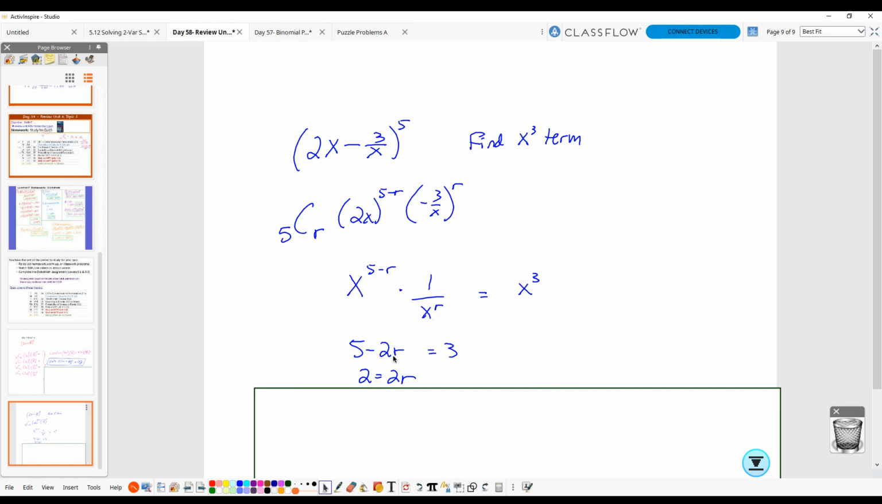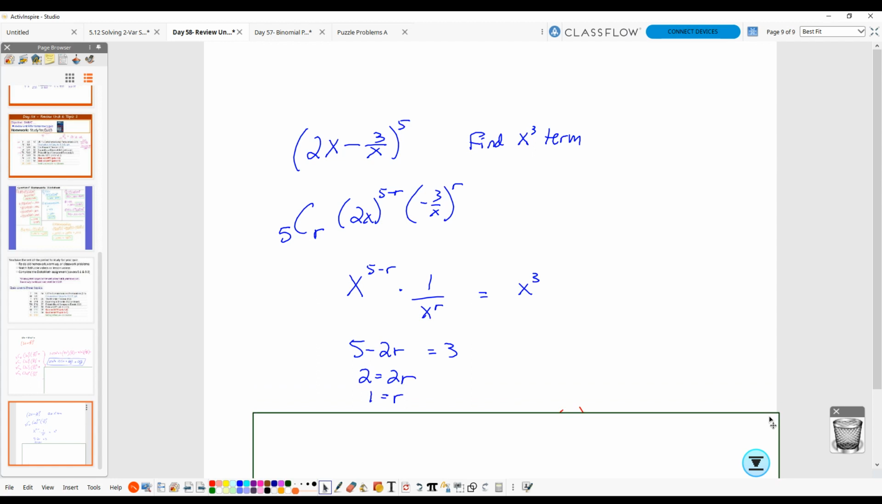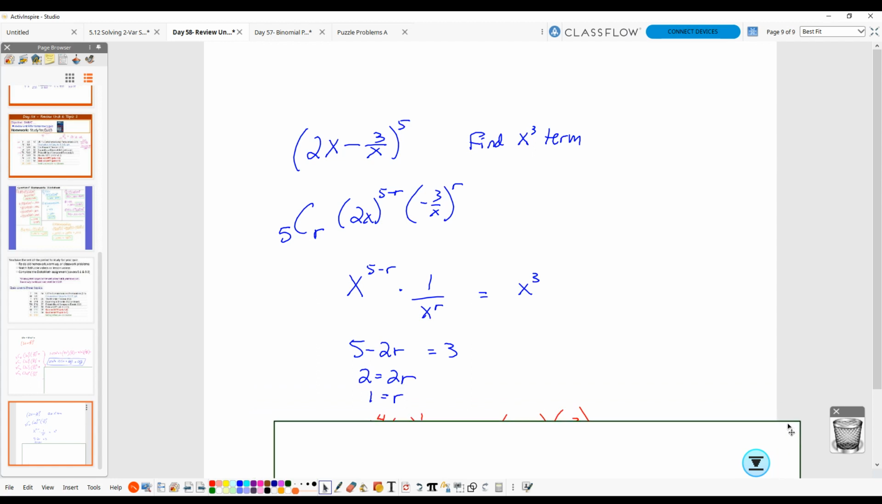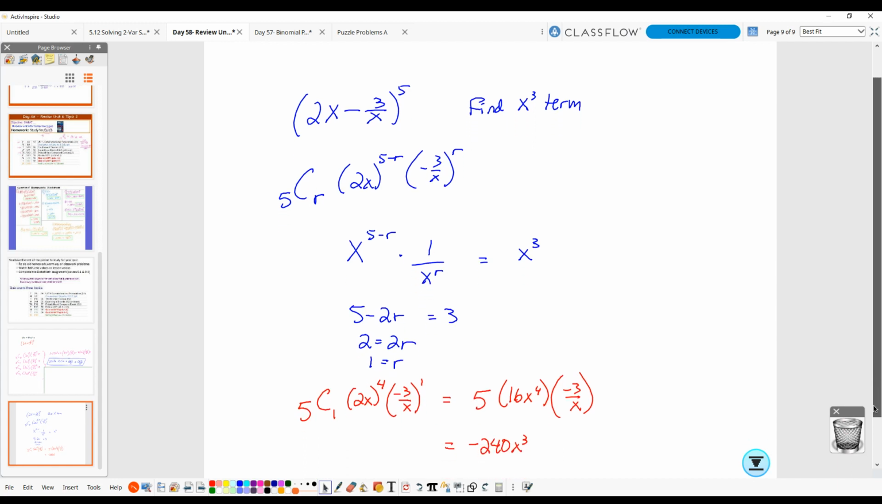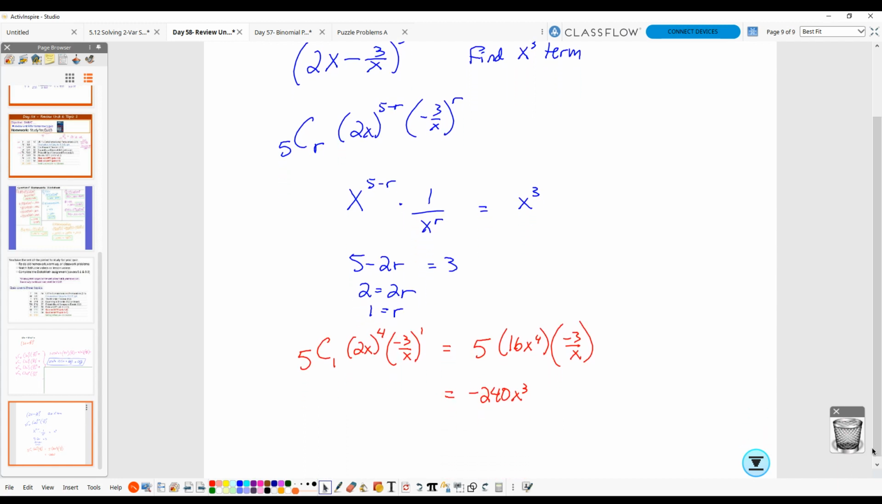5 minus r minus another r. 5 minus 2r has to equal this exponent of 3. Subtract 3 from both sides, add 2r to both sides, so r is 1. To verify, let's check and find that actual term. 5 choose 1 means 2x to the 5 minus 1 times negative 3 over x to the 1. Expand, and you get the coefficient of that x cubed term is negative 240.